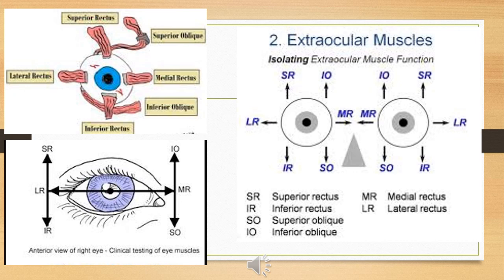So if you move your finger to the left side of the patient while he's not moving his head, you are examining the left abducent nerve, which supplies the left lateral rectus muscle, and the right medial rectus muscle. And while the right eye is adducted, you move your finger upward and downward. By this, you are examining the inferior oblique and the superior oblique muscle.